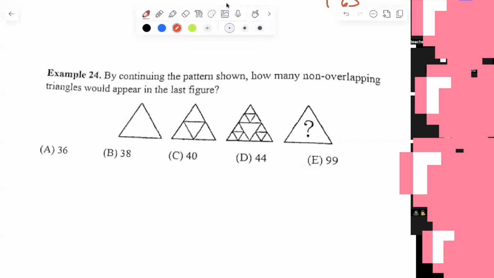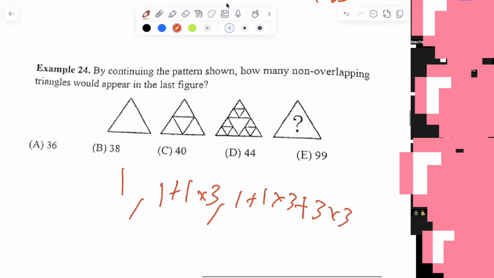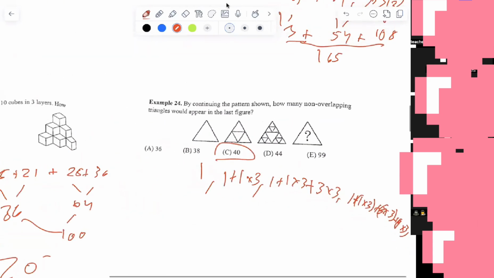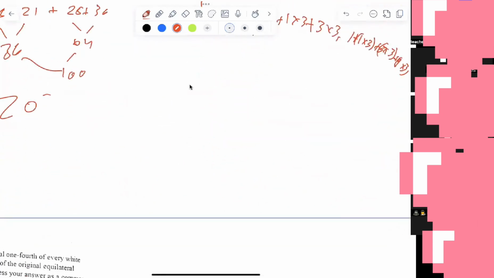Okay, someone just got it right. It's C. And the reason why is just notice the pattern. So this has one triangle. That one has 1 plus 1 times 3. Next one has 1 plus 1 times 3 plus 3 times 3. So the next one is going to be 1 plus 1 times 3 plus 3 times 3 plus 9 times 3, which gives you 40. Gives you C. Basically, it was just a pattern find.